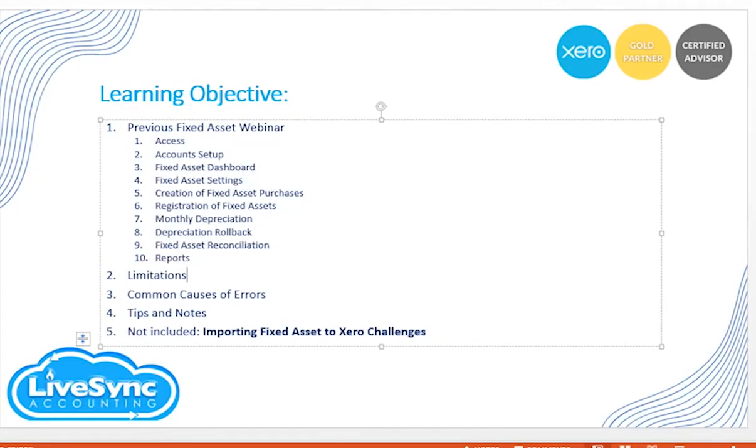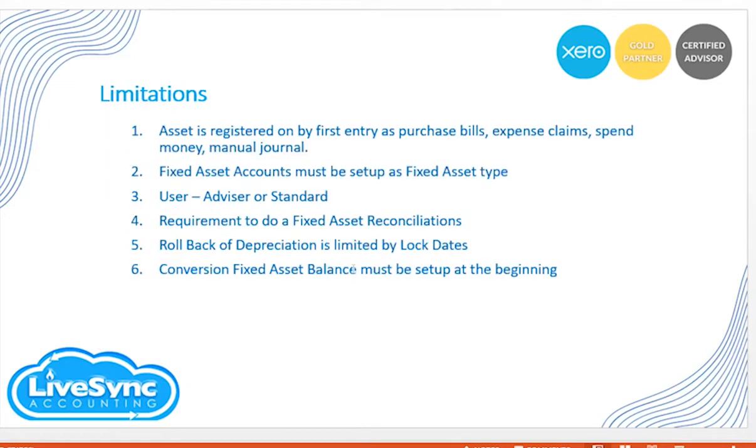Okay, now I would want to continue with the limitations. Asset is registered only by first entering a purchase bill, expense claim, spend money, manual journal. So I've discussed this already. If you're not doing this, you're running risk of error in your depreciation and accumulated depreciation recording. Because while your main fixed asset account is dependent on your ledger entry, the posting bill, expense claim, spend money, manual journal, your accumulated depreciation and depreciation expense is calculated based on your fixed asset register.